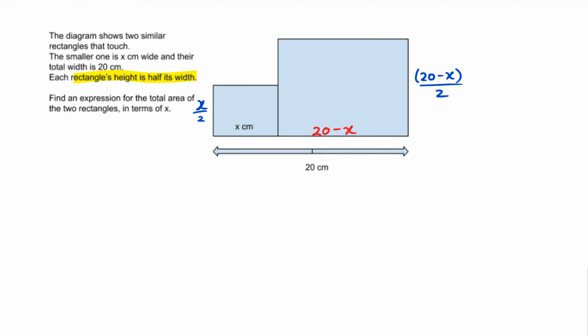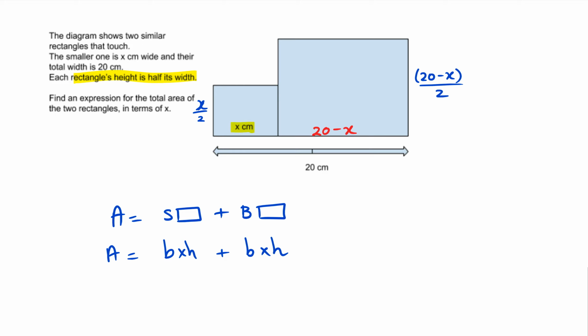So if you think about it, total area is going to be small rectangle plus the big rectangle. Now the area for a rectangle is going to be base times height, and for the second rectangle it's also going to be base times height. So for the small rectangle, our base is x and our height is x over 2. So I'm going to write that as x multiplied by x over 2.